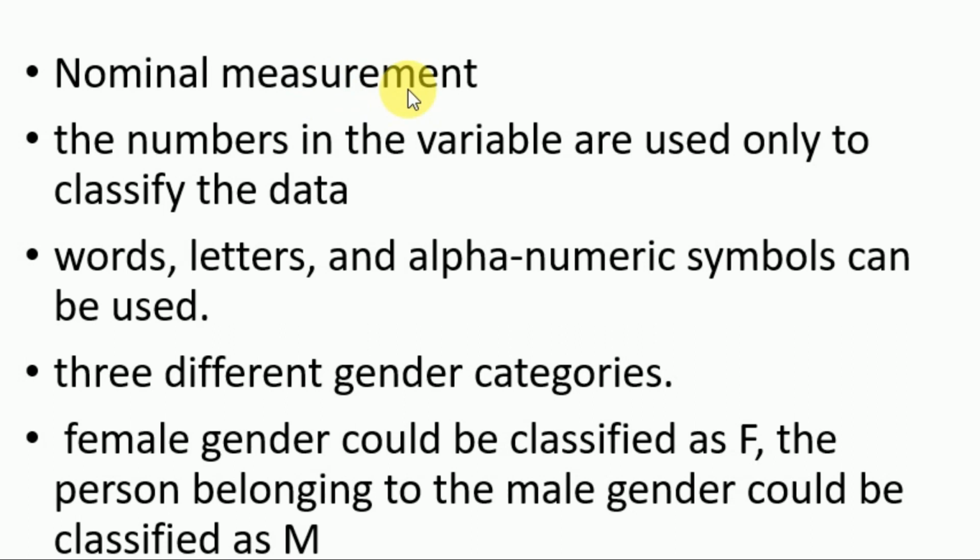First one is the nominal measurement. In this level of measurement, the numbers in the variable are used only to classify the data. In this level, words, letters and alphanumeric symbols can be used. Suppose we are having data about the people belonging to 3 different gender categories. Those persons belonging to female gender could be classified as F, male gender as M, and transgender as T. So this type of classification is a nominal level of measurement.